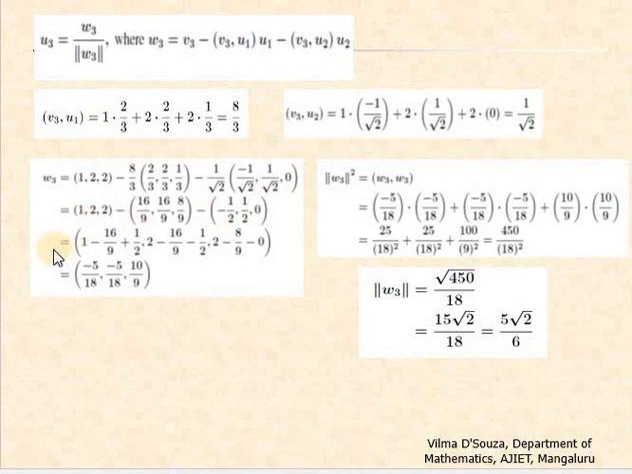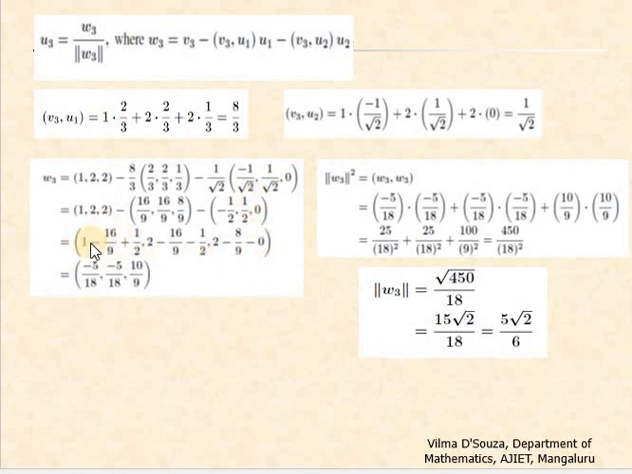Okay, so that is equal to, first term you simplify, 1 minus 16 by 9 plus 1 by 2. 1 minus 16 by 9, minus into minus is plus, plus 1 by 2. That is your first term. The second term is 2 minus 16 by 9 minus 1 by 2. The third term is 2 minus 8 by 9 and 0.